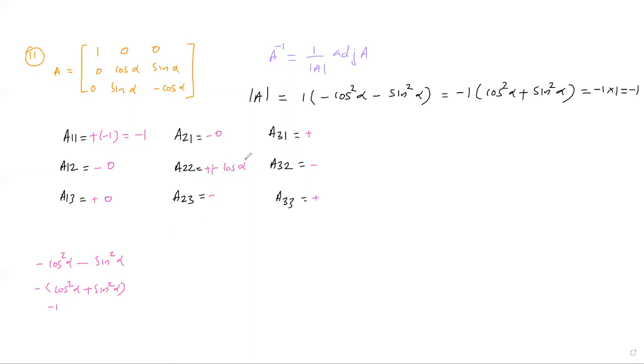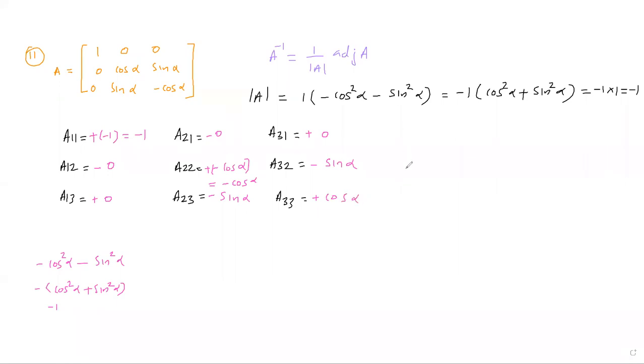Plus into minus, minus cos alpha, that is nothing but minus cos alpha. 2, 3, for this element, just eliminate the column and row. The rest is 1 into sin alpha, minus 0 into 0. So sin alpha, and minus is already there, so minus sin alpha. Now 3, 1. For this element, just eliminate the row and column. 0 into sin alpha, minus cos alpha into 0. So 0 minus 0, 0. 3, 2. For this element, just eliminate. 1 into sin alpha, minus 0 into 0. So sin alpha, minus is already there. The last: for this element, that column and row gone, 1 into cos alpha, minus 0 into 0. So cos alpha.